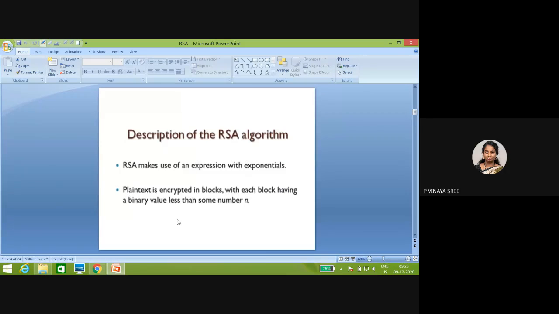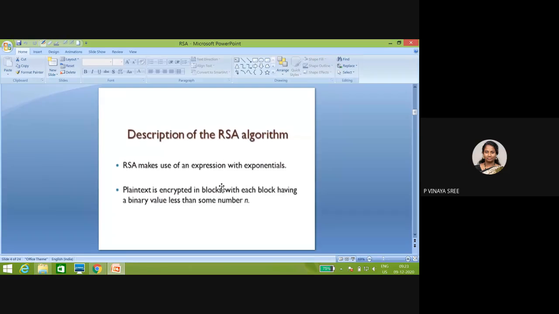I will explain that. The plaintext is encrypted in blocks. Same as in symmetric key, where it is a block cipher, we selected the block size and encrypted with this block size, and on the receiver side we decrypt with the block size. Here also for RSA it is a block. The plaintext is encrypted in blocks, with each block having a binary value less than some number n. So based on the n value, it decides the block. It should be less than n. What is this n? I will discuss, but note it down in your notes.